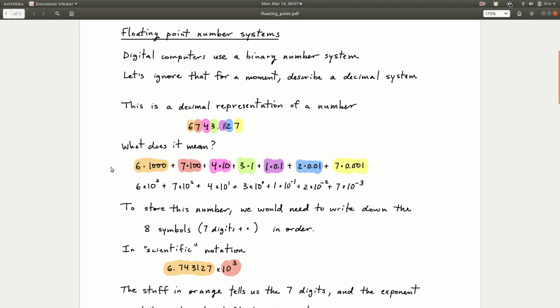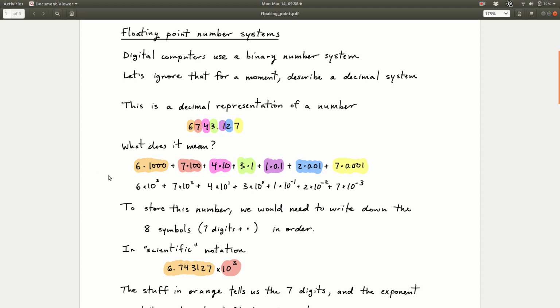Well, usually when we learn about numbers in grade school, we learn about them in this format. So what this really means is we take this digit 6, we multiply it by 1,000 because it's in the thousands place. We add it to the digit 7 multiplied by 100, add it to the digit 4 multiplied by 10, 3 multiplied by 1, 1 multiplied by 0.1, 2 times 0.01, and 7 times 0.001. So this representation really means the sum of things.